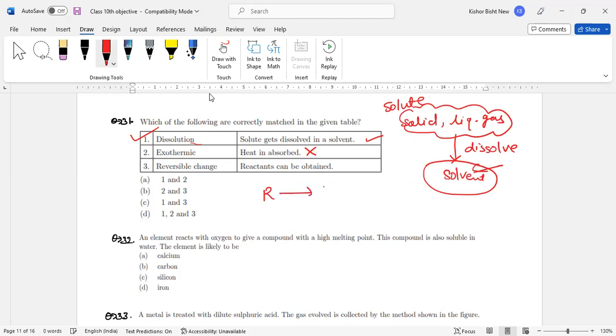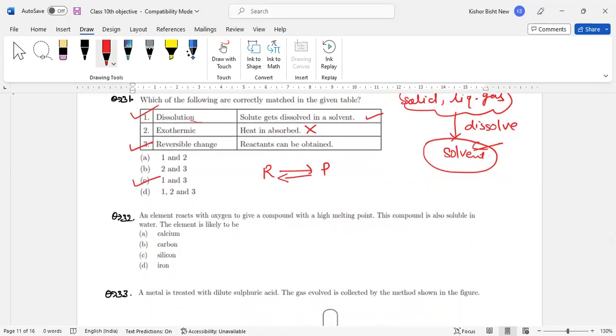Now reversible change means the reactant gives the product, and at the same time the product gives the reactant. So the reactant can be obtained again. Yes, so this is also correct. So 1 and 3 are correct, so option C is the correct answer. Come to the next question.